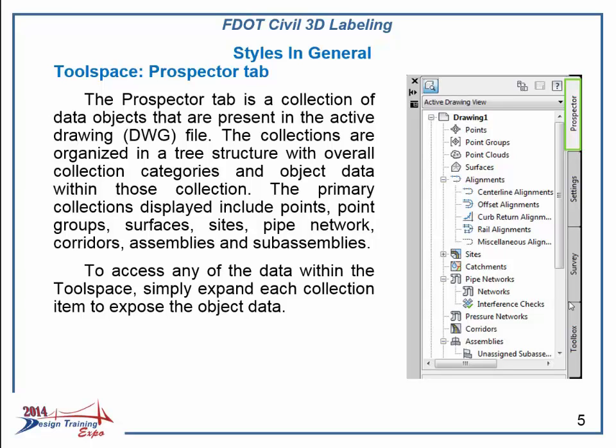The collections are organized in a tree-like structure with overall collection categories and the object data within those collections. The primary collection display includes points, point groups, surfaces, sites, pipe networks, corridors, assemblies, and subassemblies. To access any of the data within these categories, simply expand the collection to expose the object data.